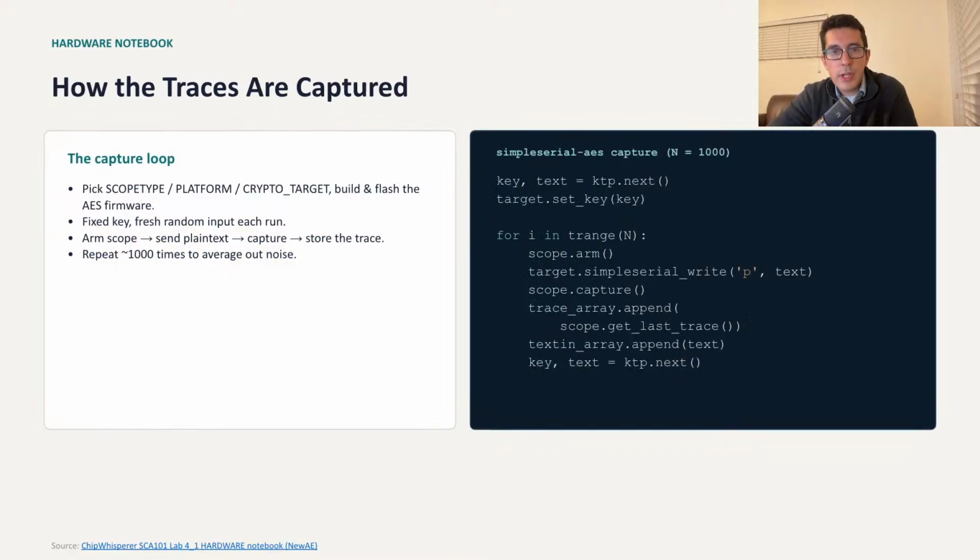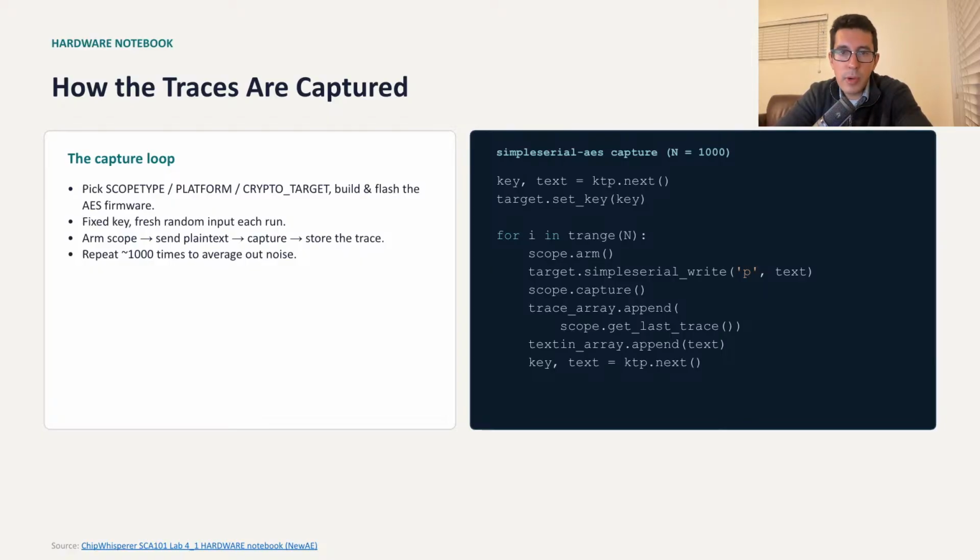And to zoom out for a second, this is how the traces feeding all of this analysis are captured in the hardware notebook. We pick a scope type, platform, and crypto target, build and flash the AES firmware, and then run a loop where we arm the scope, send a plaintext over a simple serial protocol, capture the power trace, and store it. The key is fixed in the firmware, but for each iteration we feed a fresh random input that gives us about 1,000 traces, each with a known plaintext, the same secret key, and one measured waveform.